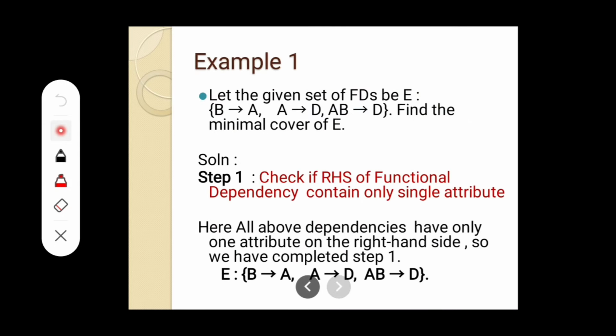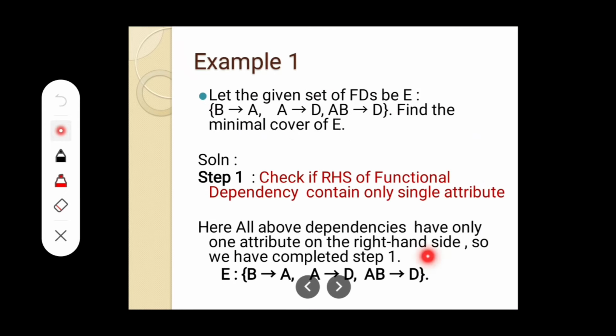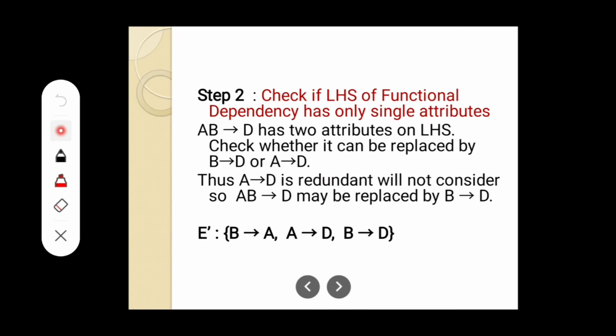Clear? But B determines D is not there. So what can we do? We can replace this AB determines D by B determines D. A determines D is already here, so we don't need to do that. The only thing pending is B determines D. So we can replace this AB determines D by B determines D.